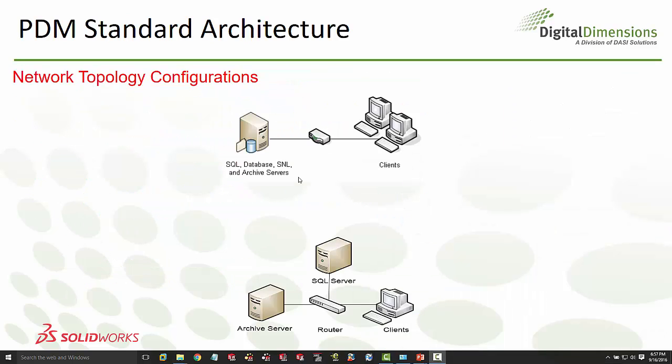A common configuration for a small business using PDM Standard will be to consolidate all the components on a single server as shown in this diagram. Here the database server, the network license manager, and the archive server are all on the same machine. But all 3 components can be on their own independent machine. In this diagram here, we split up the database server and the archive server. The SQL server can take advantage of more RAM and a faster CPU, versus the archive server may require faster disk speed.